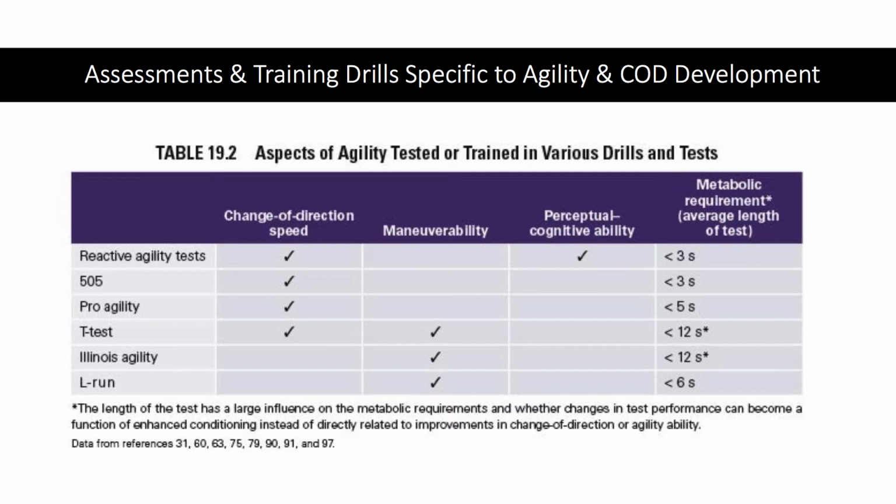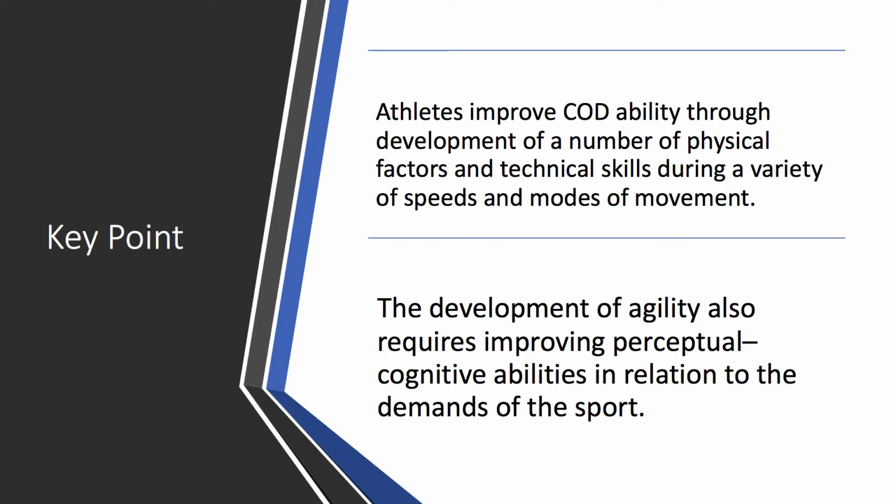So you want to pick the test that most closely reflects the demands that are placed on the athlete during their sport. And use that one as baseline testing, but then use it for retests as well. Before we continue, I want to make it really clear that the difference between agility and speed is that agility requires the development of perceptual cognitive abilities in addition to change of direction.